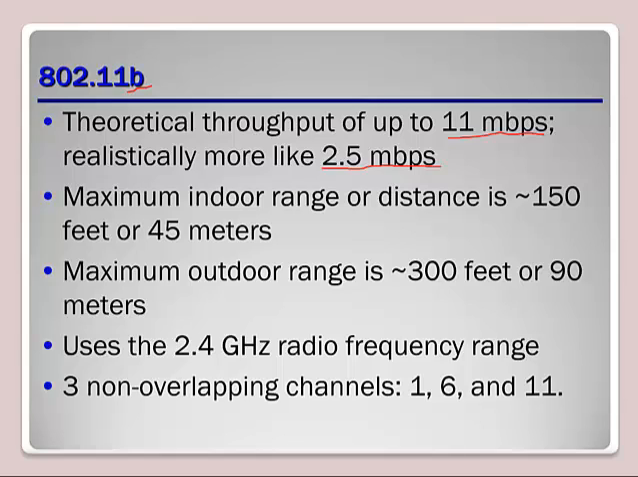Maximum indoor range and distance is about 150 feet or 45 meters. So you're going to notice this is a little bit better distance indoor than the A standard was. And maximum outdoor is 300 feet or 90 meters, so a lot better range outdoor as well for the B standard. It uses the 2.4 gigahertz radio frequency, and that's why it was a little bit better. And then it has 3 non-overlapping channels, and that's 1, 6, and 11.